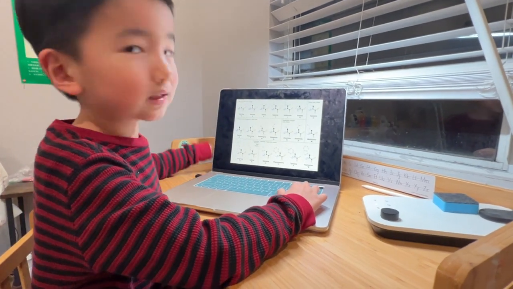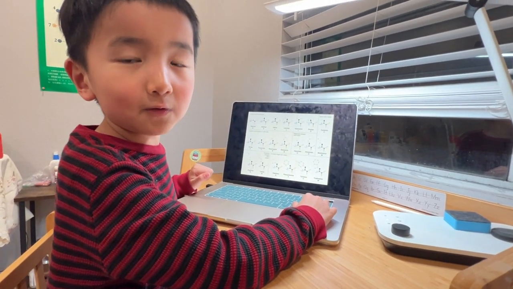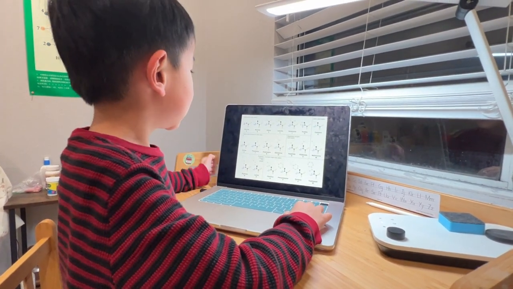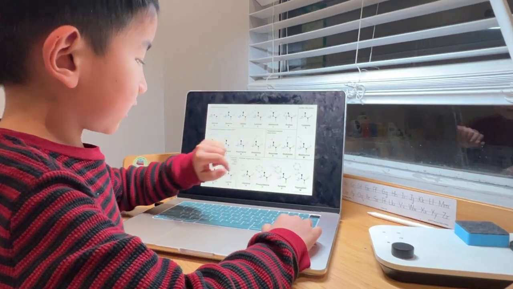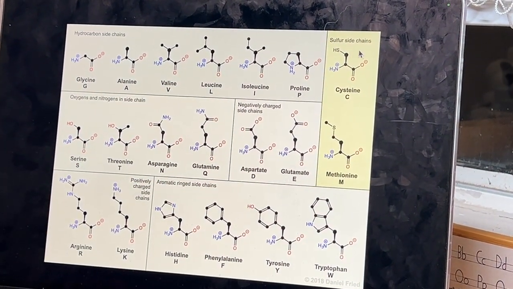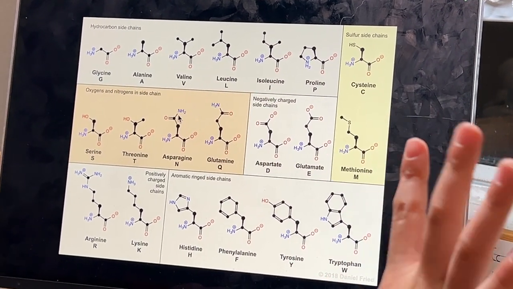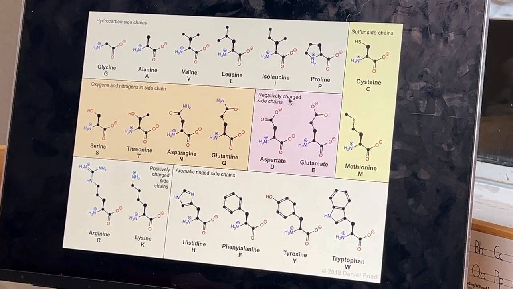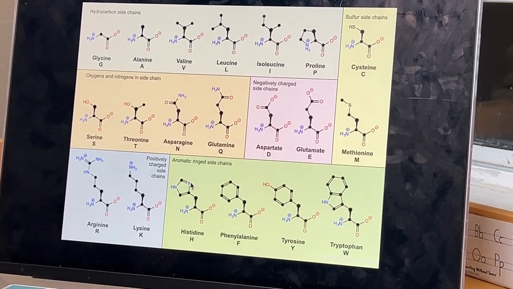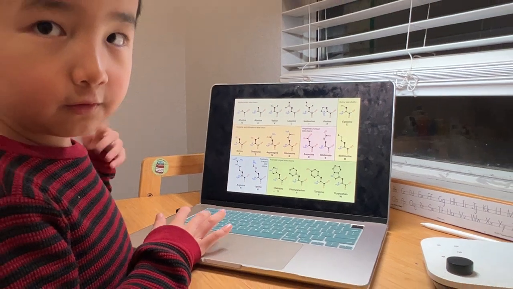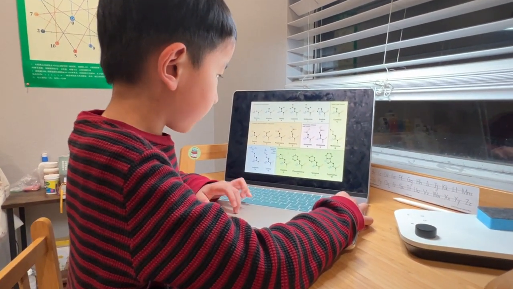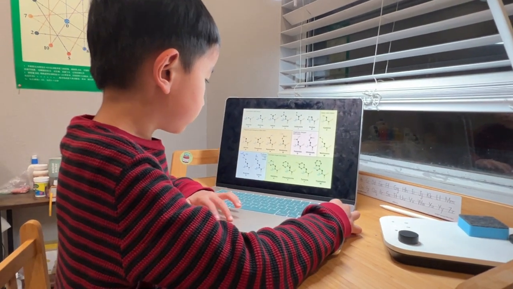This lesson is going to be a very important lesson, sort of like a checkpoint, which I'll talk about in a minute. Before we go on, we're going to review the amino acids, these are the side chains. That's the alanine base, the side chains. There are the hydrocarbons, the sulfur side chains, the oxygens and nitrogens in the side chain, the negatively charged side chains, the positively charged, and the aromatic. Aromaticity we're going to talk about in later episodes, like in DNA and RNA and nucleotides, but aromaticity is what makes these different side chains.